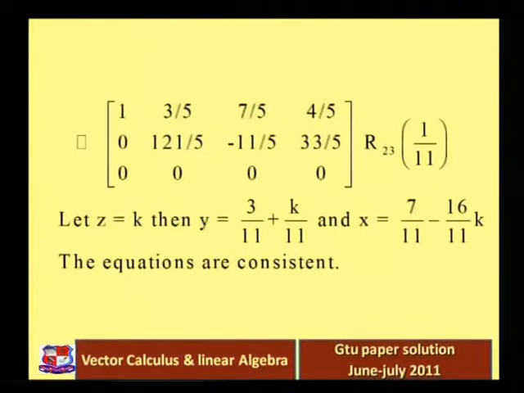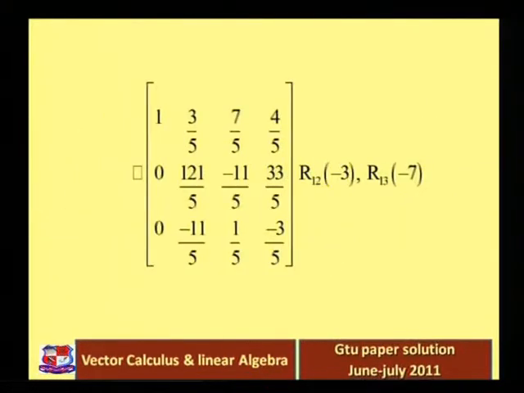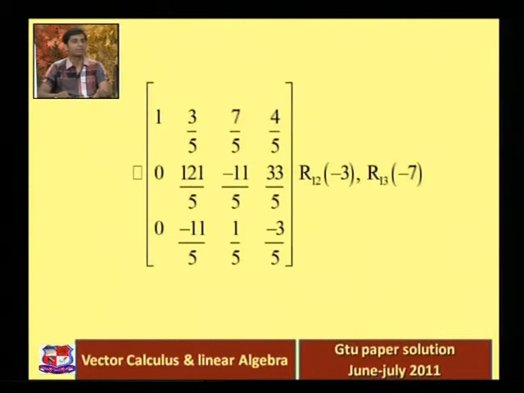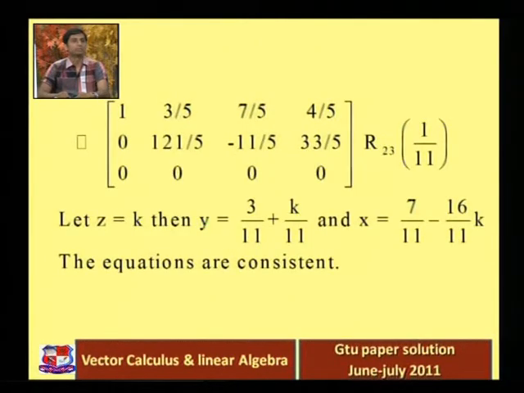So here is the next process. We multiply the second row with 1 by 11 and add it to the third row, right? You can solve it directly, because in the third row the leading entry is minus 11 by 5, and whenever you multiply the second row with 5 by 11, in that place you will get 11. So then we subtract that. Okay, so we multiply the second row with 1 by 11.